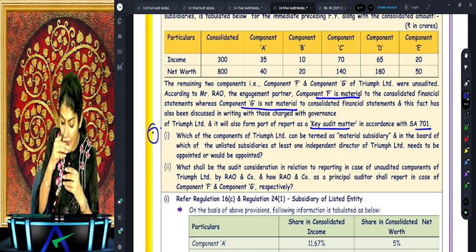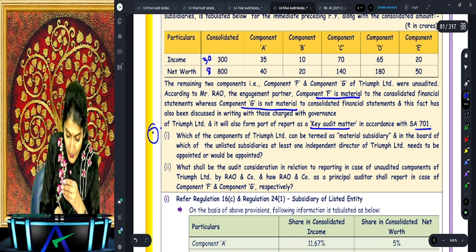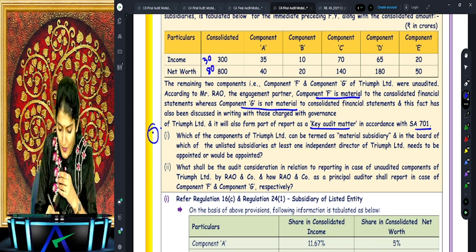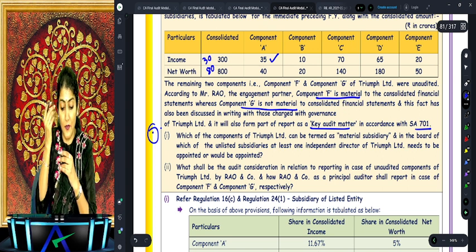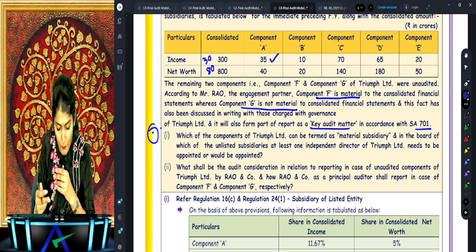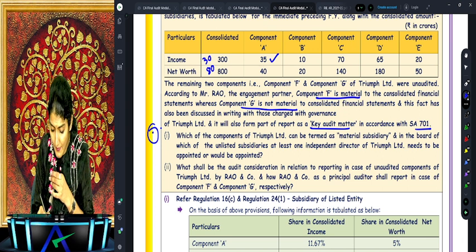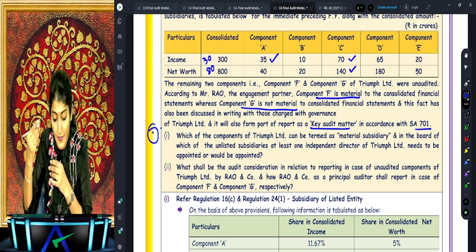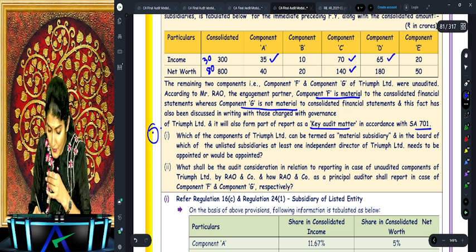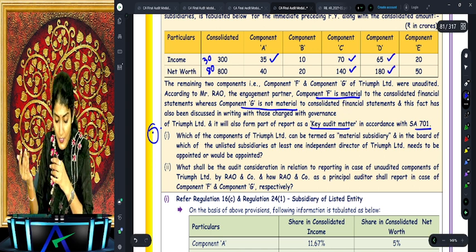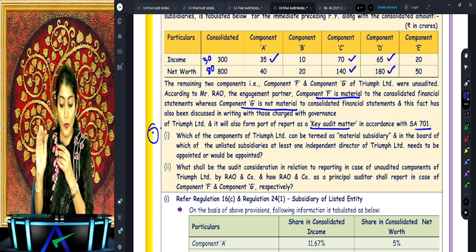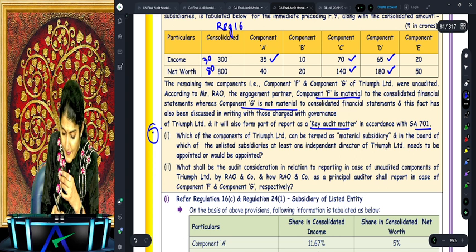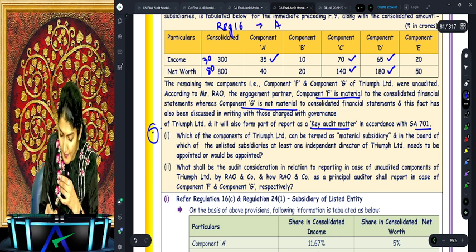First question, right? So for material subsidiary, 30 or 80. I know the 10% criteria, regulation 16, right? So will component A be a material subsidiary as per regulation 16? Yes. Component B? No. Component C? Yes. Why? Because both 70 and 40 are exceeding 30 and 80, right? Then component D, again, will it be considered to be material? Yes. And component E over there, 20 and 50. So again, not a material subsidiary. So for the purpose of regulation 16, the material subsidiaries are A, C and D.